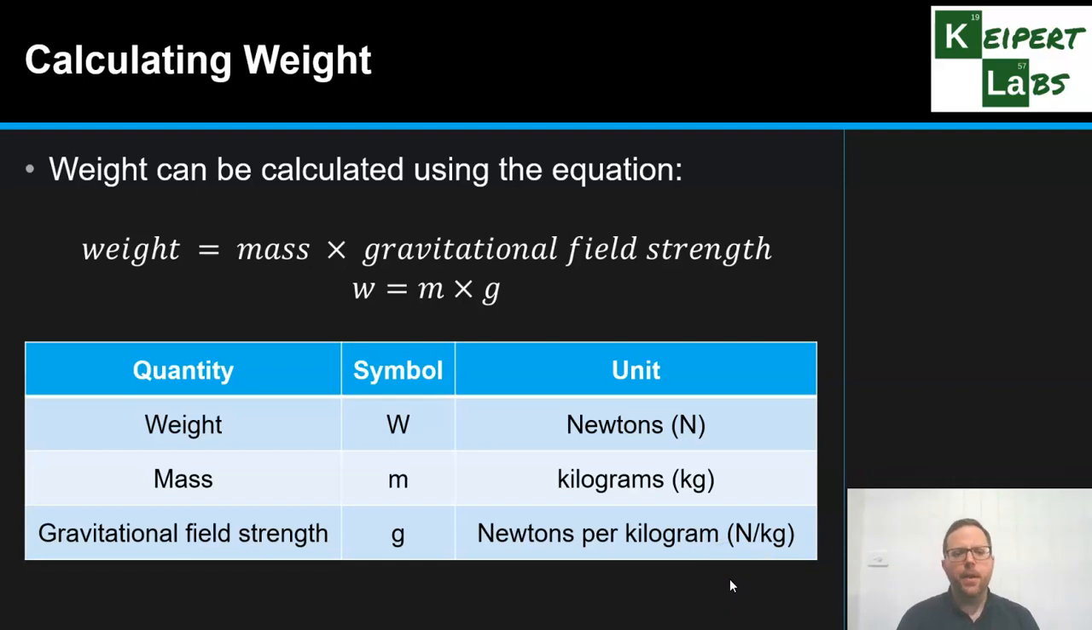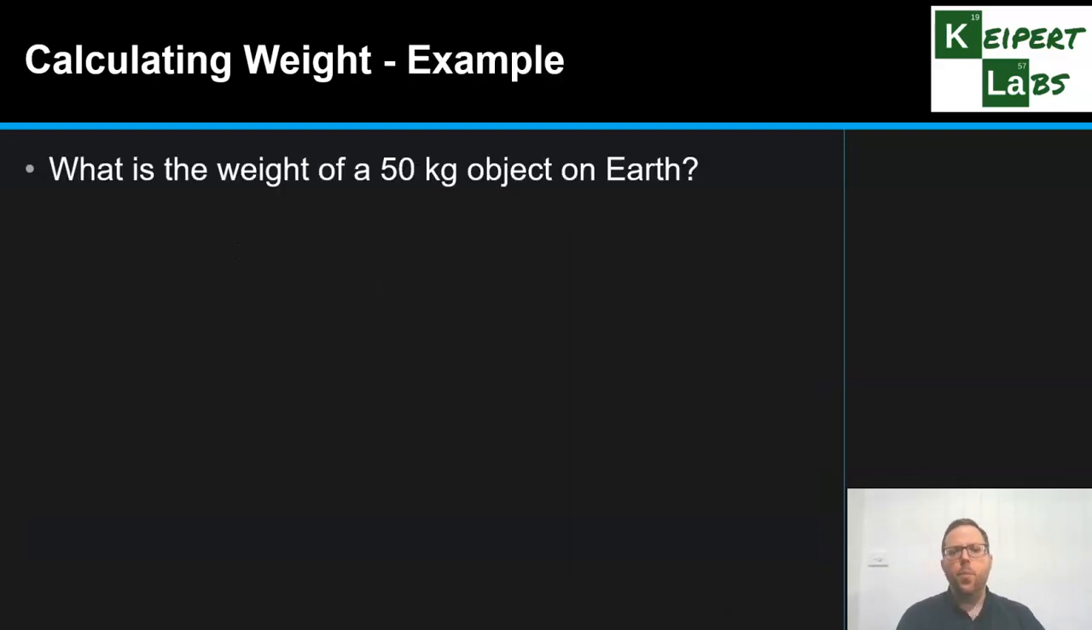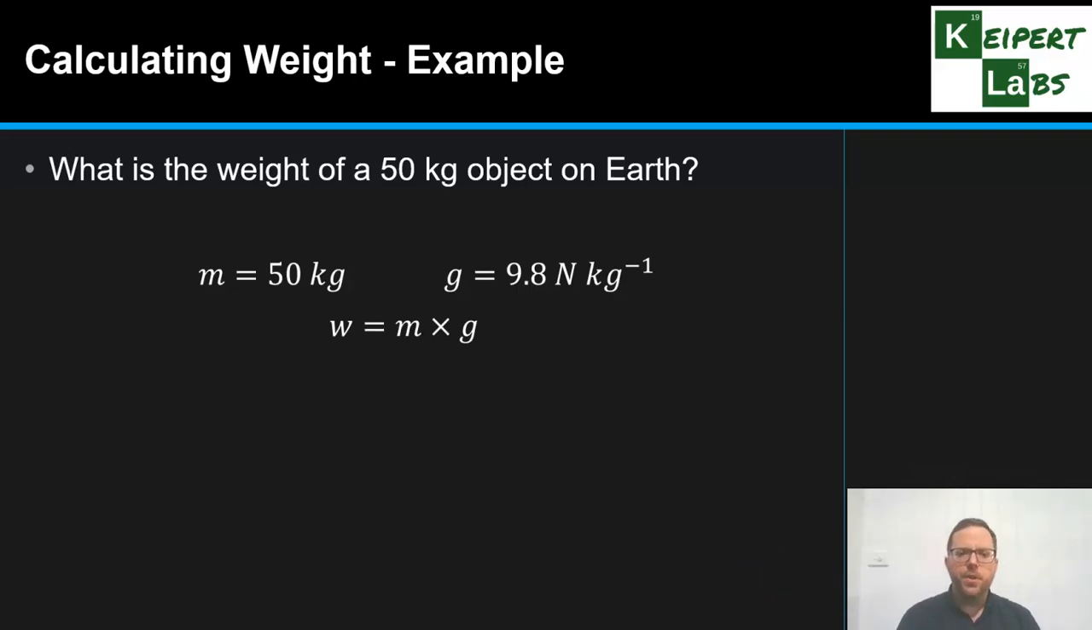I'm going to show you an example now of how we might do this. So what is the weight of a 50 kilogram object on Earth? Well, we've got mass is 50 kilograms. The gravitational field strength on Earth is 9.8 newtons per kilogram. So we're using W equals m times g. We're going to substitute each of those numbers in where we see them: 50 for m, 9.8 for g. And so then we calculate a weight of 490 newtons. So the weight of a 50 kilogram object on Earth is 490 newtons. That's the force that object is experiencing.